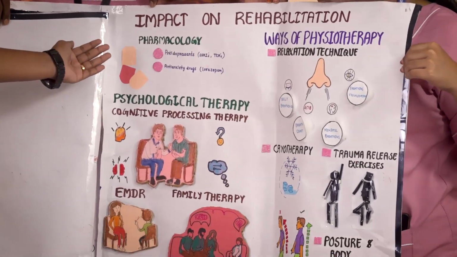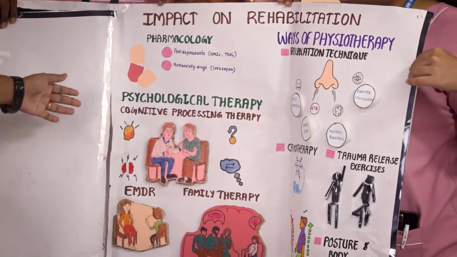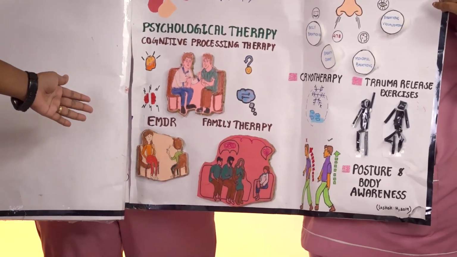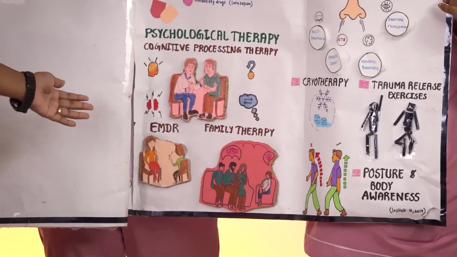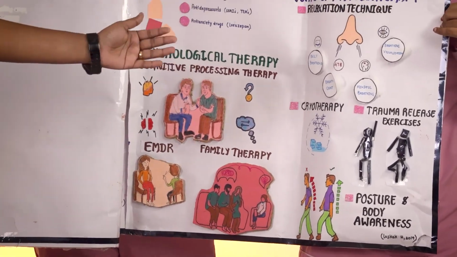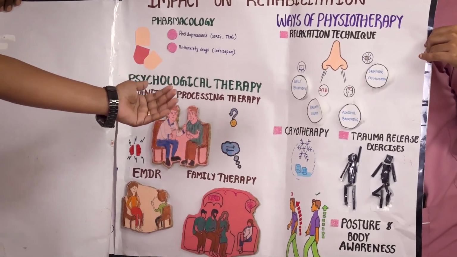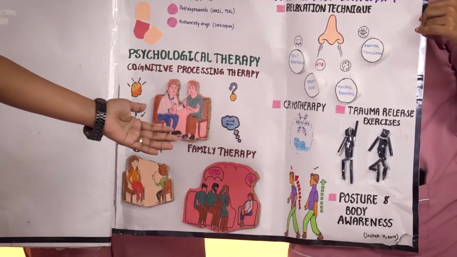For treatment, pharmacology uses antidepressants and anti-anxiety drugs, and in psychological therapy we have cognitive processing therapy, EMDR, that is eye movement desensitization and reprocessing, and family therapy. In physiotherapy we have relaxation techniques, cryotherapy, trauma release exercises, and posture awareness.